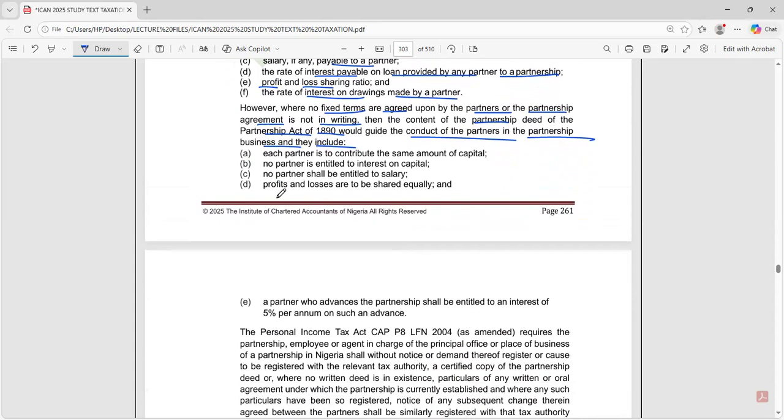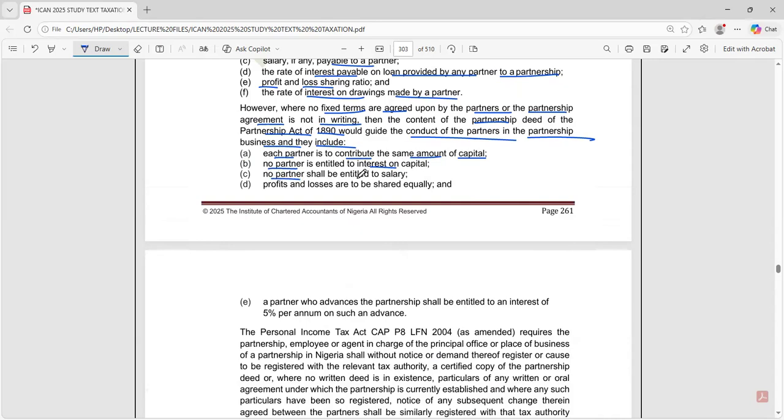All right, so what does the partnership law say? It says that each partner is to contribute the same amount of capital. So if there's no partnership agreement between partners, the Partnership Act of 1890 is saying that everybody must contribute the same capital. The next one is that no partner is entitled to interest on capital. So if you bring capital, we are not going to give you interest. I guess that is what the law states on a normal day.